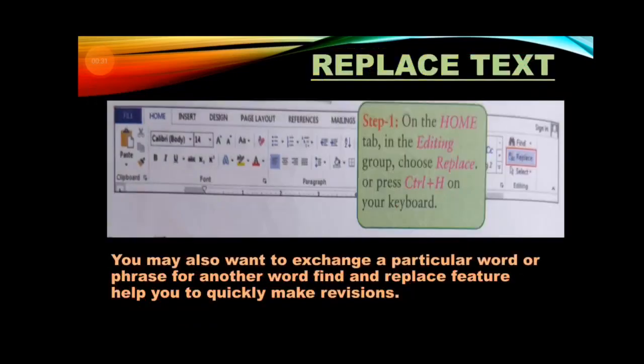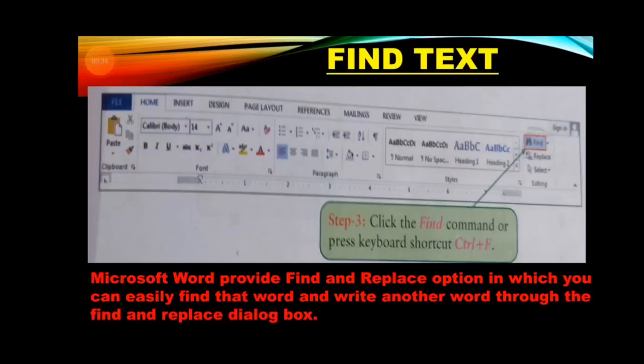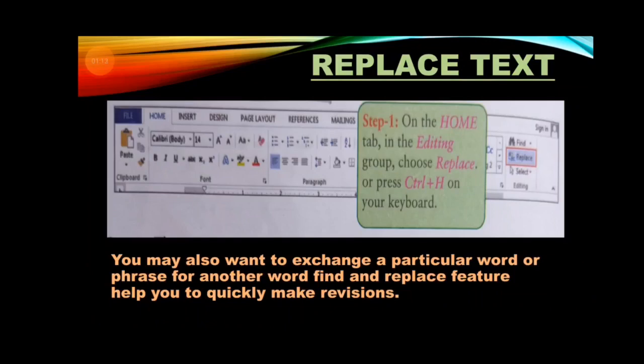We are going to discuss find text. In Microsoft Word, there is a find and replace option in which you can easily find a word and write another word through the find and replace dialog box. First of all, if you want to find any word, you can click on the find option. And how will you open it? You can go to the home tab. Under the home tab you can see the editing group, and when you click on find, the dialog box will appear. If you want a keyboard shortcut, you can press Ctrl F, which will also directly open the dialog box.